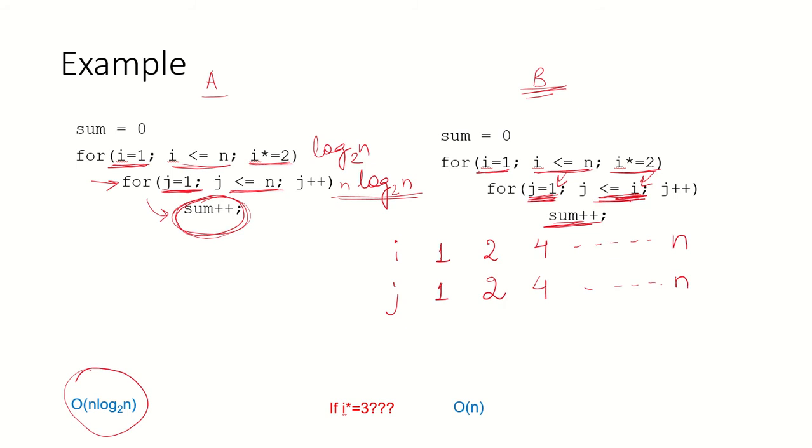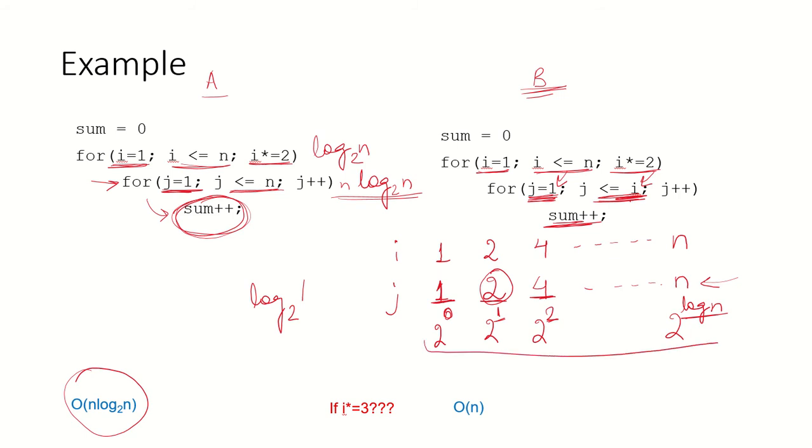If I rewrite the times that sum was executed, I can say this is 2 to the power of 0, this is 2 to the power of 1, this is 2 to the power of 2, and this would be 2 to the power of log n, because every time we are taking the log of these numbers. Log of 1 to the base 2 is 0, log of 2 to the base 2 is 1, and so on. So this would be 2 to the power of log n.